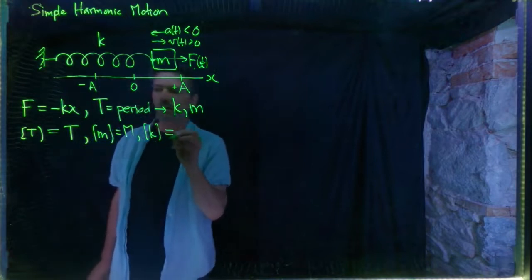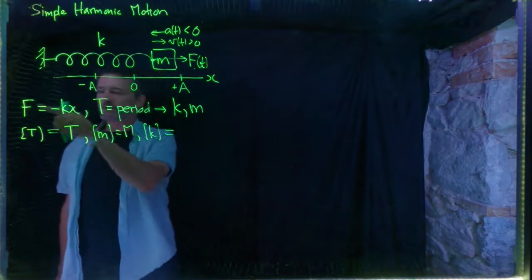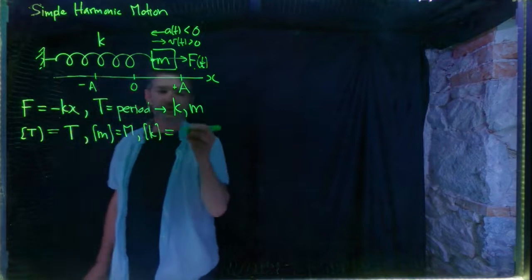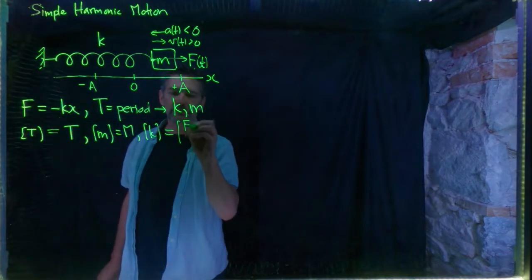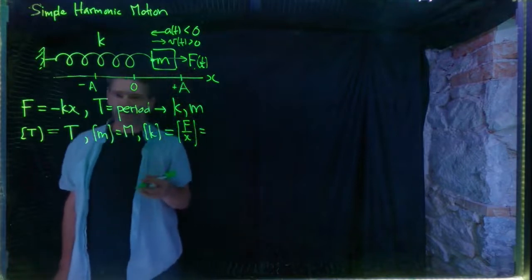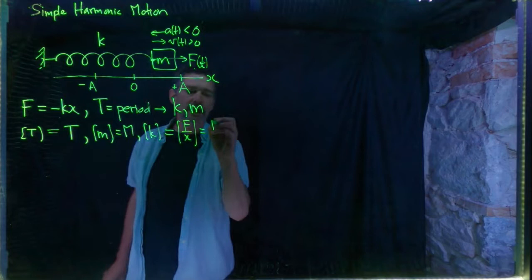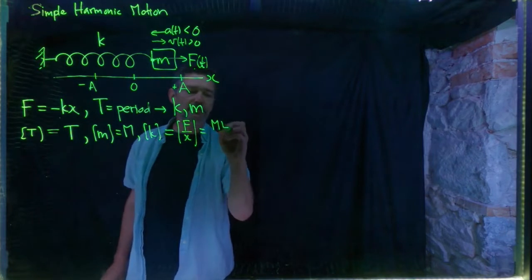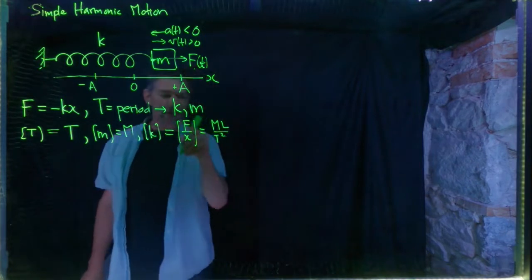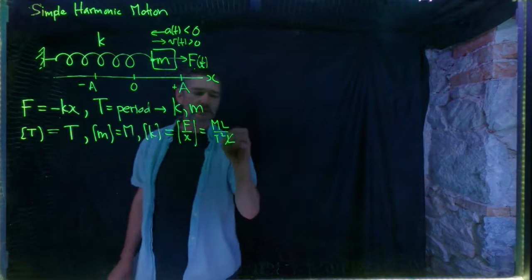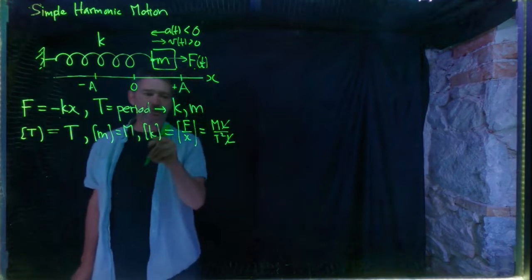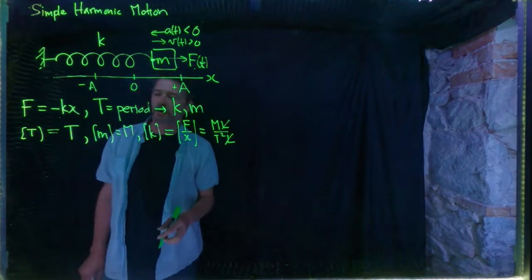What is that? If you look at the formula, k is a force divided by a displacement. So it's the same dimensions as force divided by x. The dimensions of force are the same as the dimensions of mass times acceleration. Acceleration is length over time squared. Divide by a length, so that cancels out. And so the dimensions of k are mass divided by time squared.